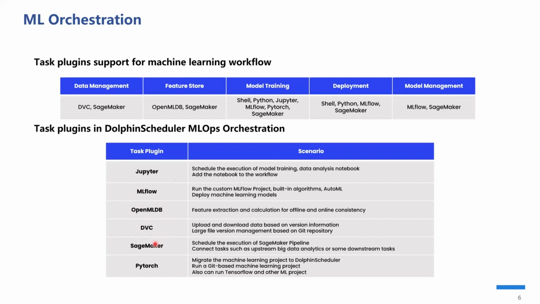And SageMaker is one of the best machine learning tools by Amazon AWS. So we can schedule the SageMaker pipeline to connect to upstream big data and set downstream tasks. And finally is PyTorch. PyTorch is a tool by Meta, previously Facebook. It's a very popular machine learning library, so you can do some coding for your own training task, and it also supports Git.